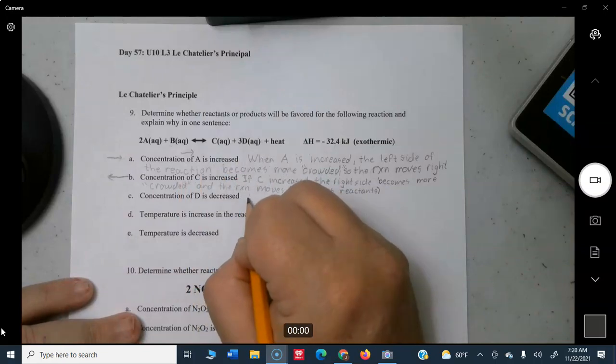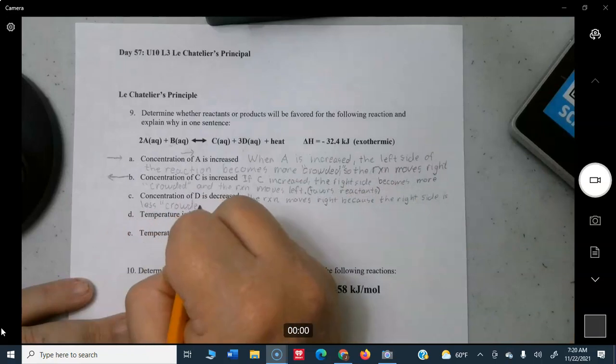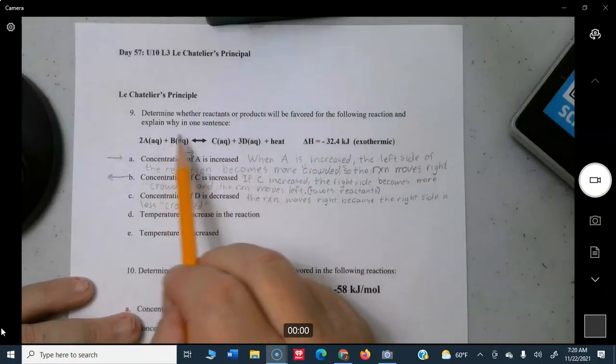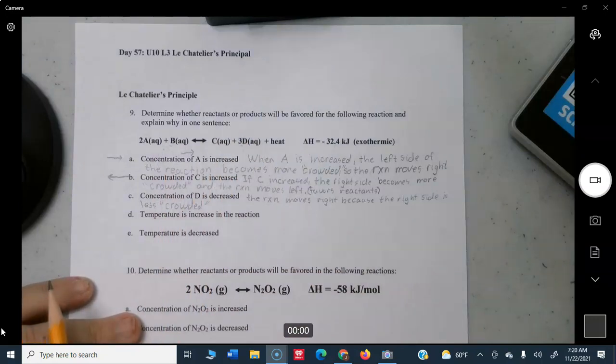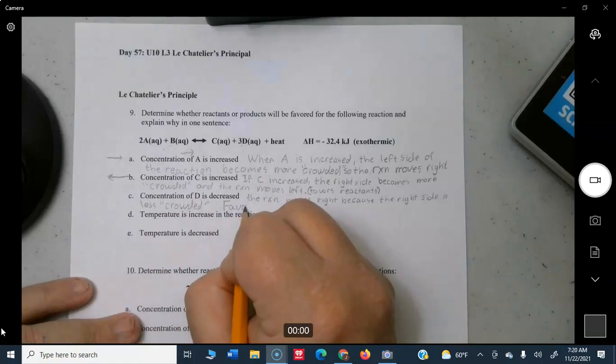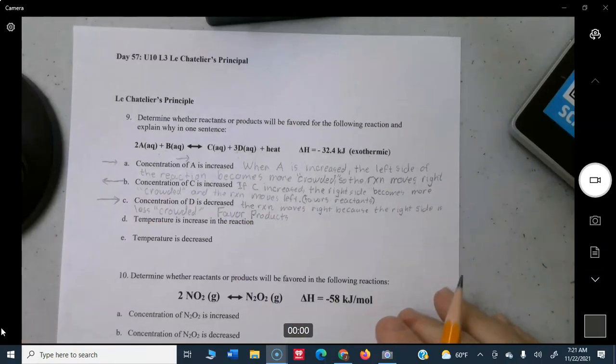Concentration of D is increased. Okay, so you decrease that, this room becomes less crowded, so people over here want to move to the right. So that's going to move to the right, and that's called favoring products. Okay, temperature is increased in the reaction.